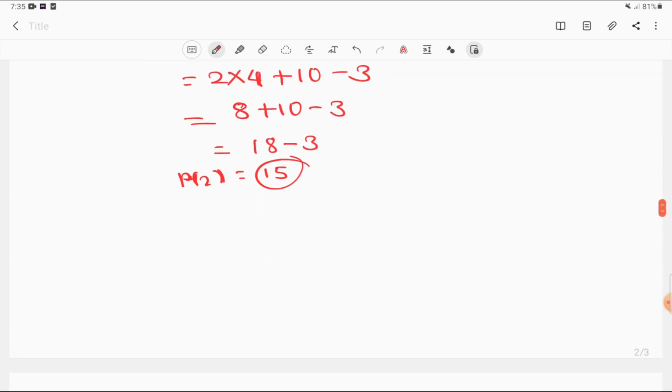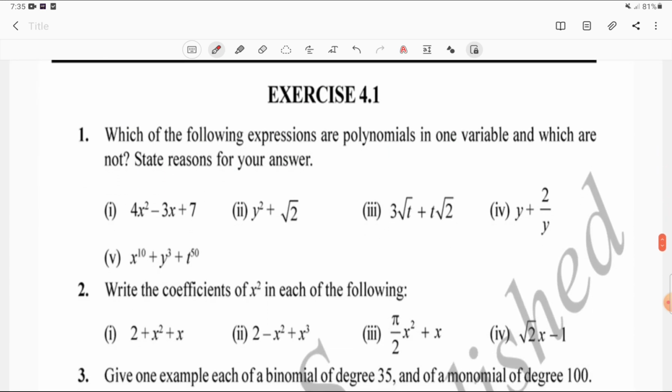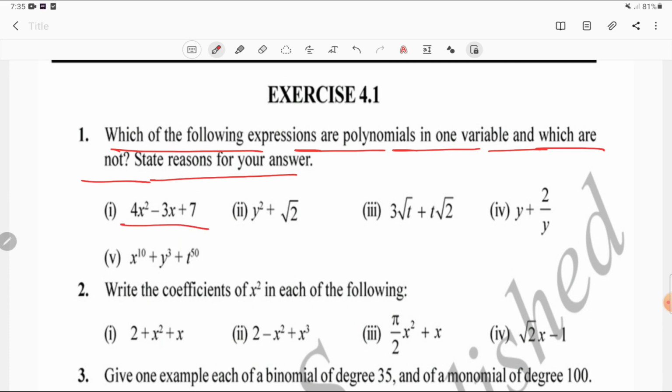So we are taking one exercise here, that is 4.1. See the first question. Which of the following expressions are polynomials in one variable and which are not? State reasons for your answer. See the first one: it has one variable, so that is a polynomial. Yes. Second also yes, one variable. Third is no, because it is in root form, so it is not a polynomial.